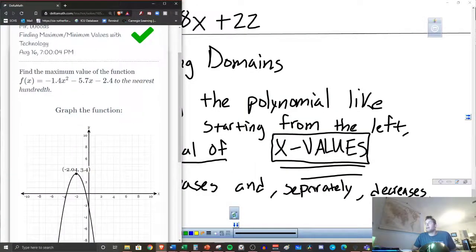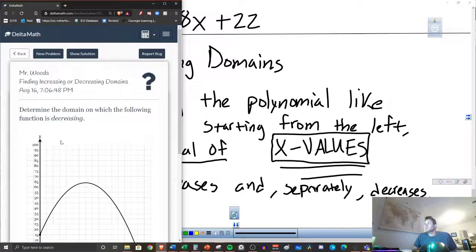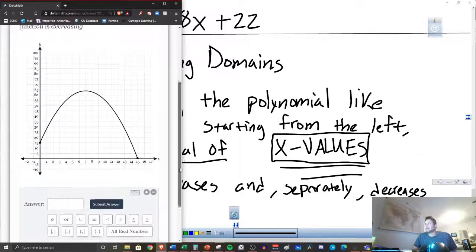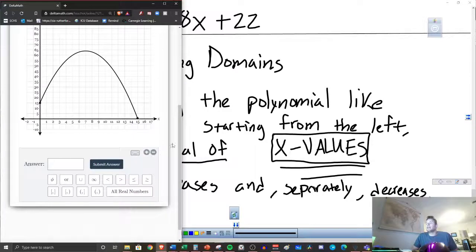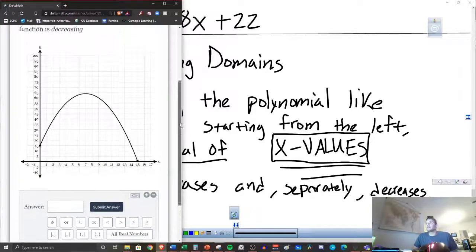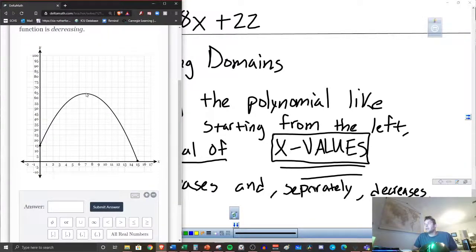On Delta Math, you have all these quadratics. All right, so it's saying determine the domain where the following function is decreasing. So you can write it in that notation you just saw, or we'll be using interval notation. So let me try this one with you. So decreasing. Well, it's decreasing from here. What's the x value?